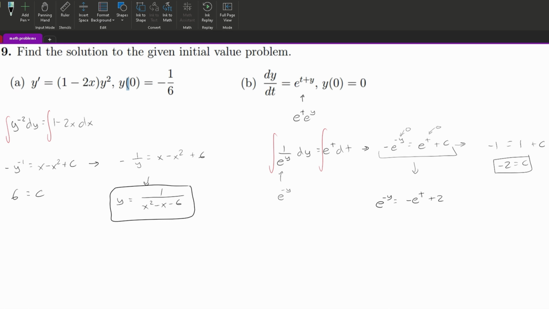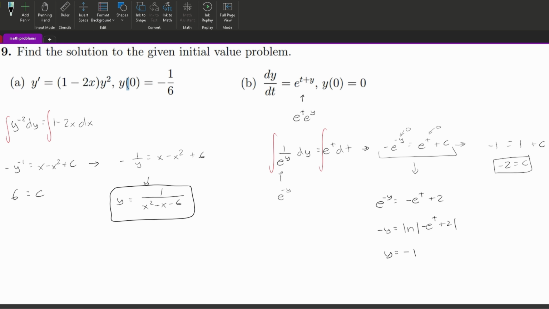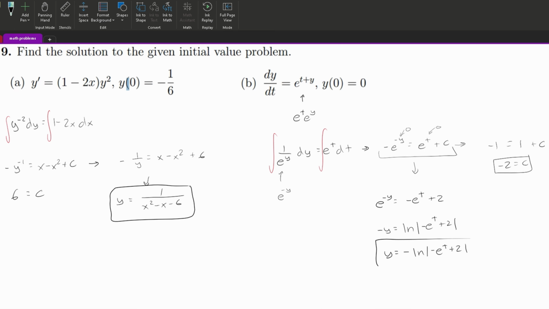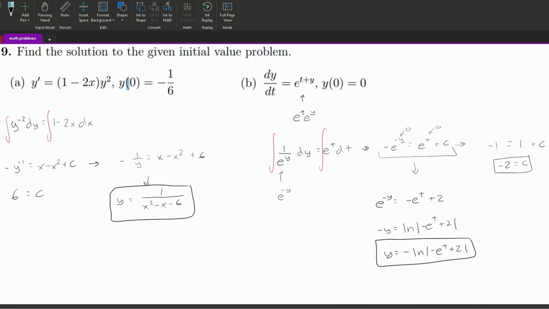And then from here, to get rid of this e, we want to take the ln of everything. So we'll have negative y is equal to ln of the absolute value of negative e to the t plus 2. And then we just multiply the negative 1 over. So y is equal to negative ln of negative e to the t plus 2. And that's how we would go about solving the given initial value problem. That's what you're going to want to do to get the correct answer for it. And that's how we would solve these.